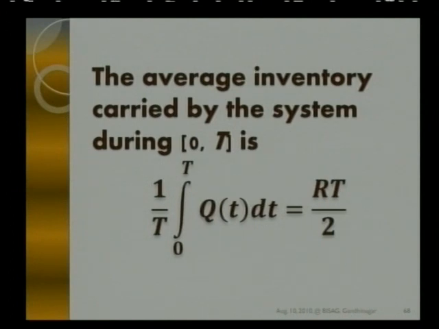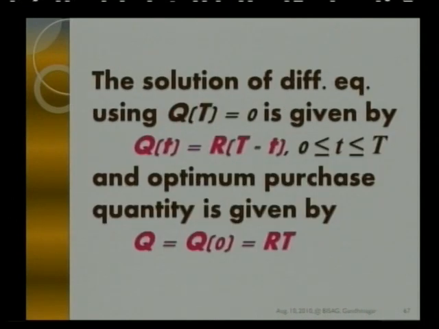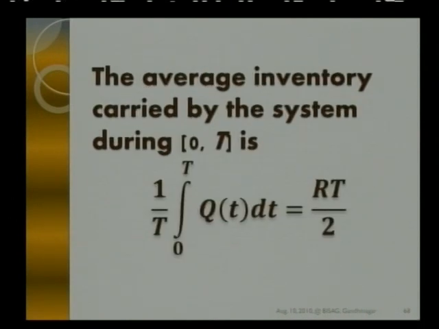The average inventory carried by the system during 0 to T is (1/T) times the integration from 0 to T of Q(t) dt. The simple integration: substitute the value of Q(t) as R(T - t), integrate, substitute the limits, and that is RT/2. But this statement says Q = RT. So I can say on an average I will be left with Q/2 units in the system, and that is what I said while describing the graph.